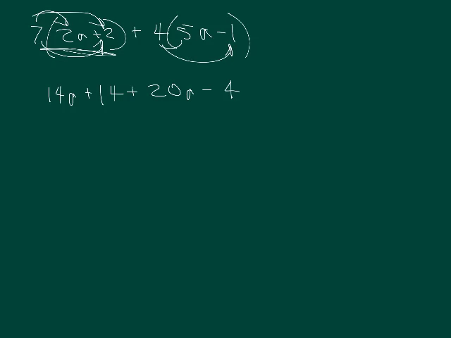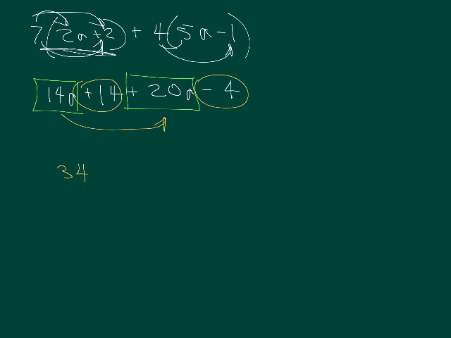Alright, so at this point now we can start by looking at what we can combine. I can combine those, and I can combine those because there's no letters. So 14a plus 20a is 34a. And 14 plus negative 4, signs are different. Take the difference between the two, put the sign of the largest number on there, and I'm done.